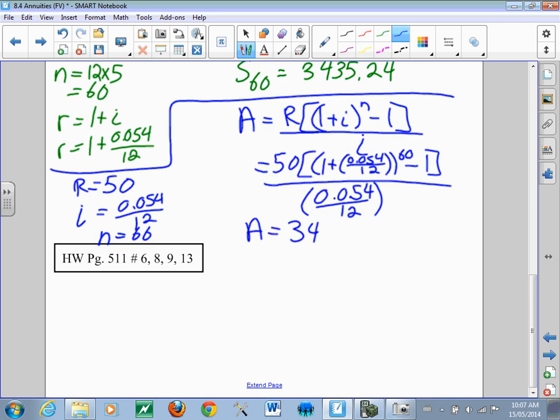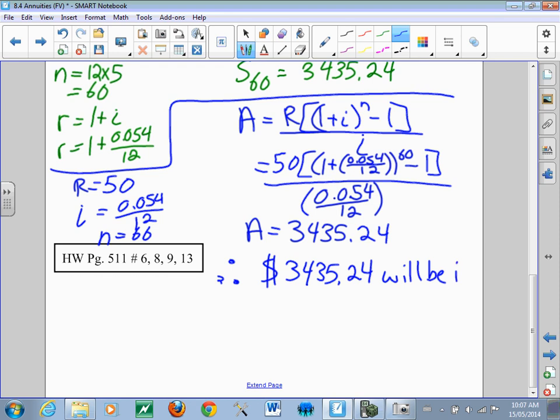So $3,435.24. So therefore, whoo, got through there. $3,435.24 will be in the investment in 5 years. Okay, so all you need to realize is if you start putting money away, that's only $50, guys. $50 each month for 5 years, and you're going to have $3,000 saved up.